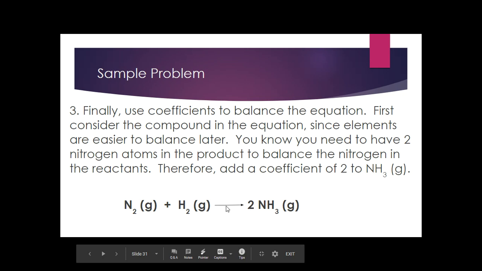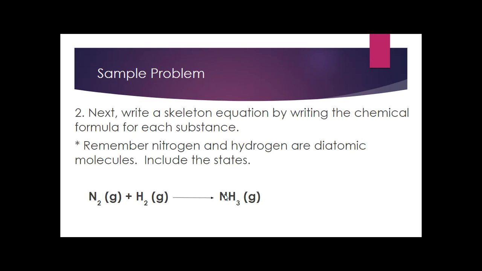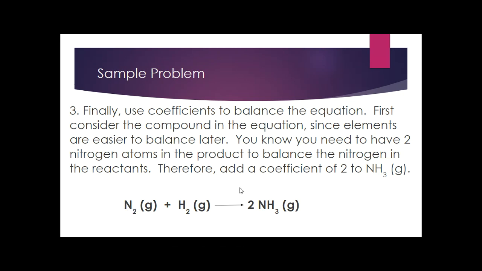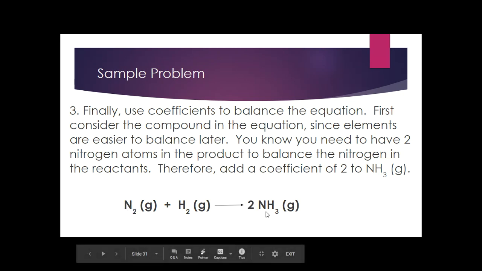Now you'll remember before that there was nothing in the coefficient section here. Now in this section, we've added a coefficient. The only thing we can change is coefficients, or the numbers in the front. We've added a 2 because we want to make two nitrogen on this side, and so we've balanced that out. Now it's still not completely balanced because we have two hydrogen on this side and three on this side.